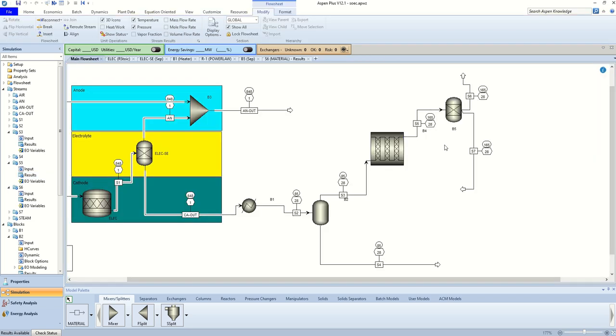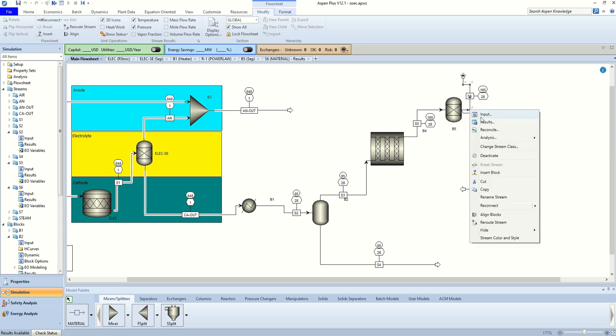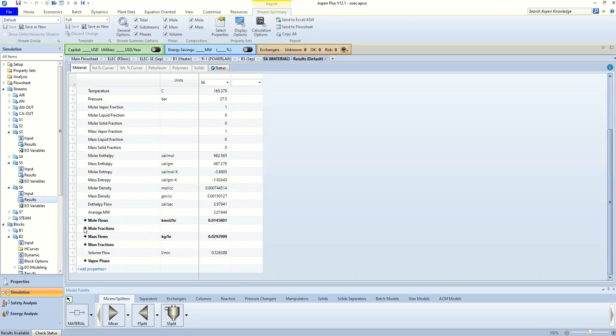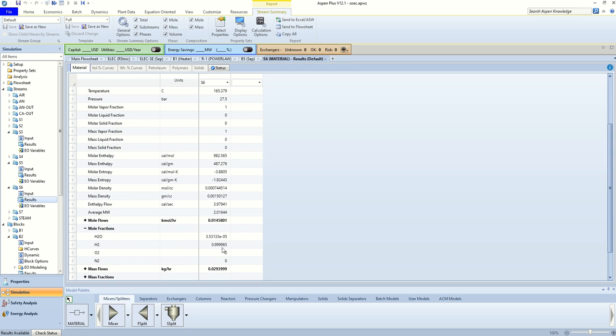So after that, to get it to the industrial levels of the magic of 4 nines, we have provided a separator so that pure hydrogen is achieved here and the water is removed. So if we look at the stream S6, the results, the mole fraction, the hydrogen comes to the magic number of 4 nines, 99.99% at least pure.